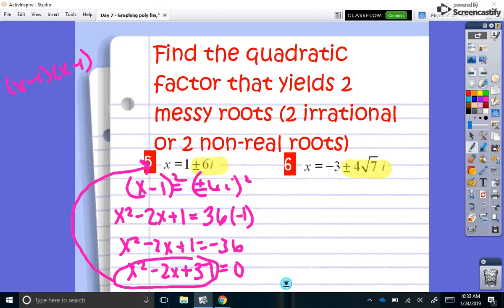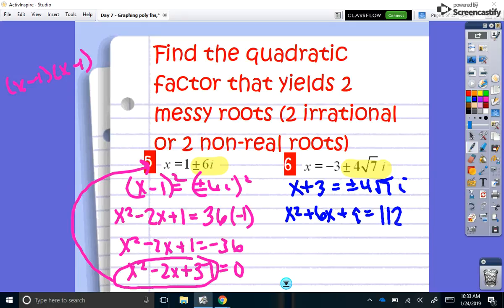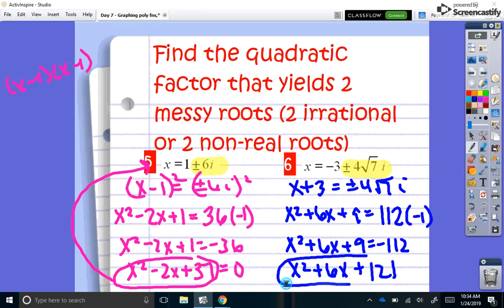So pause the video, try number 6 on your own, and then hit play to check your answer. If you have any questions, rewind the video or ask a friend.